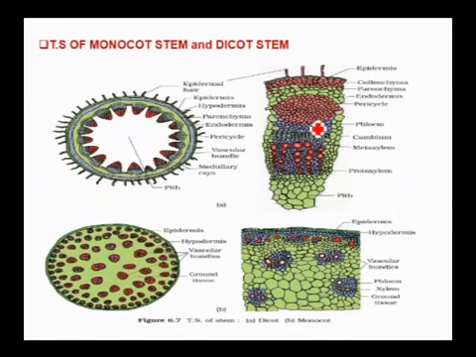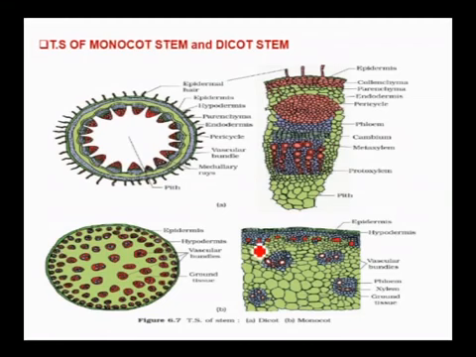This is pericyclic patch supporting the vascular bundle like a bundle cap. This is primary phloem, cambium which is intrafascicular, and then metaxylem, protoxylem. Here protoxylem is towards pith, so it is said to be endarch. Metaxylem is towards pericycle.